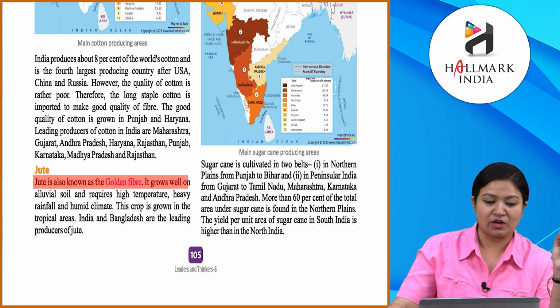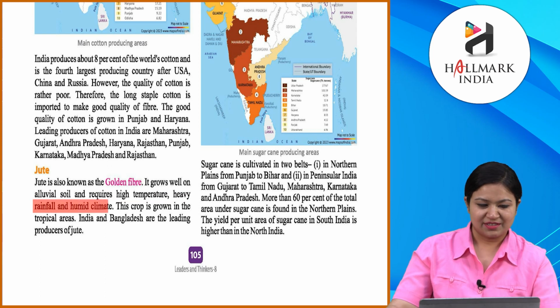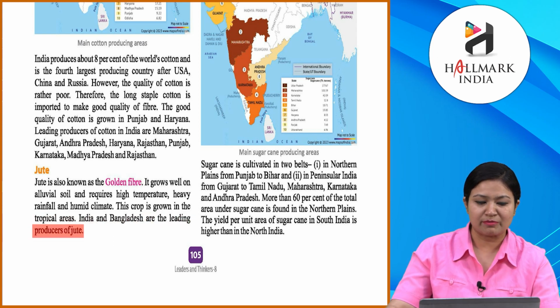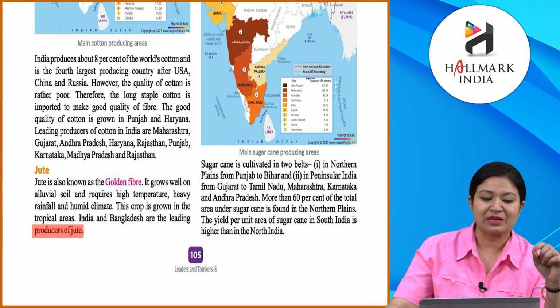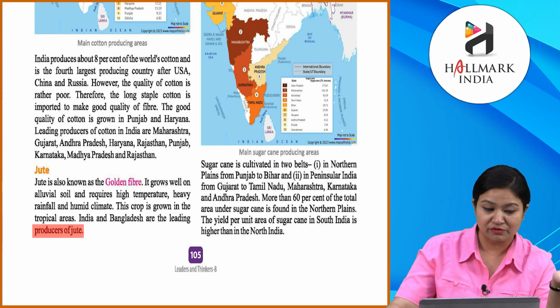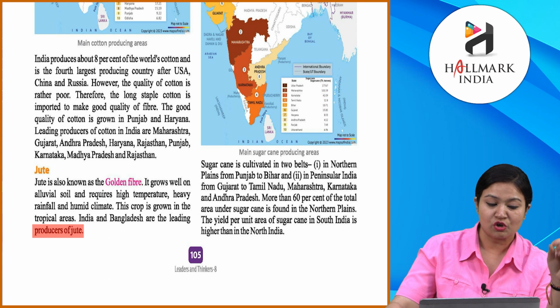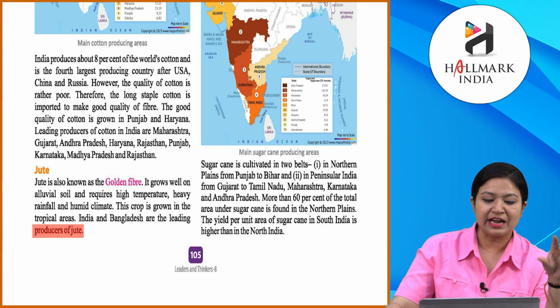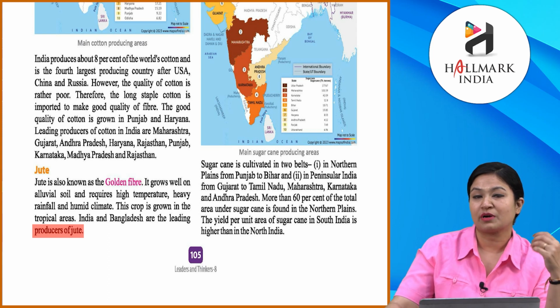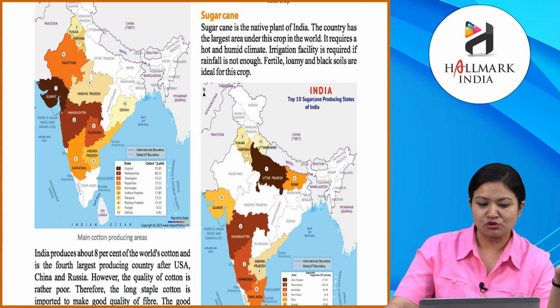Jute. Jute is also known as the golden fiber. It grows well on alluvial soil and requires high temperature, heavy rainfall and humid climate. This crop is grown in the tropical areas. India and Bangladesh are the leading producers of jute. So children, jute is considered a golden fiber and it mostly grows well in alluvial soil. It needs high temperature, heavy rainfall and a humid climate, and India and Bangladesh are considered the leading producers of jute.